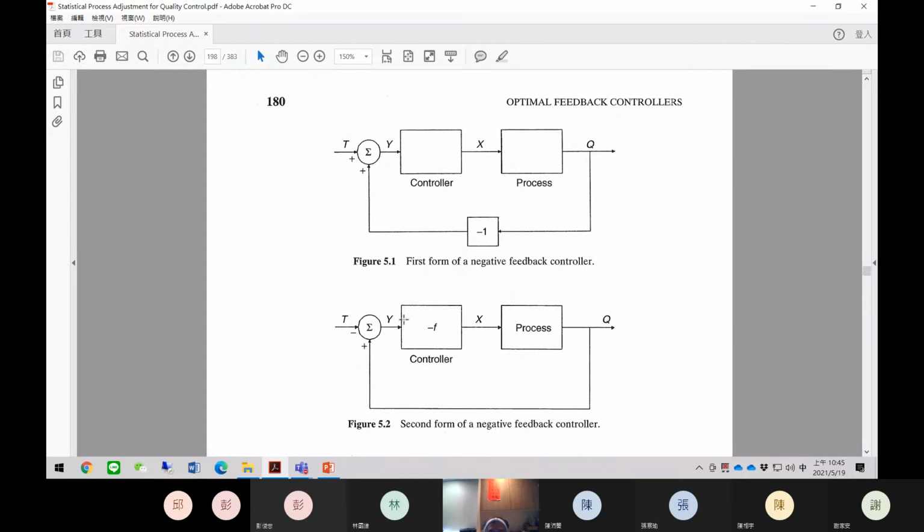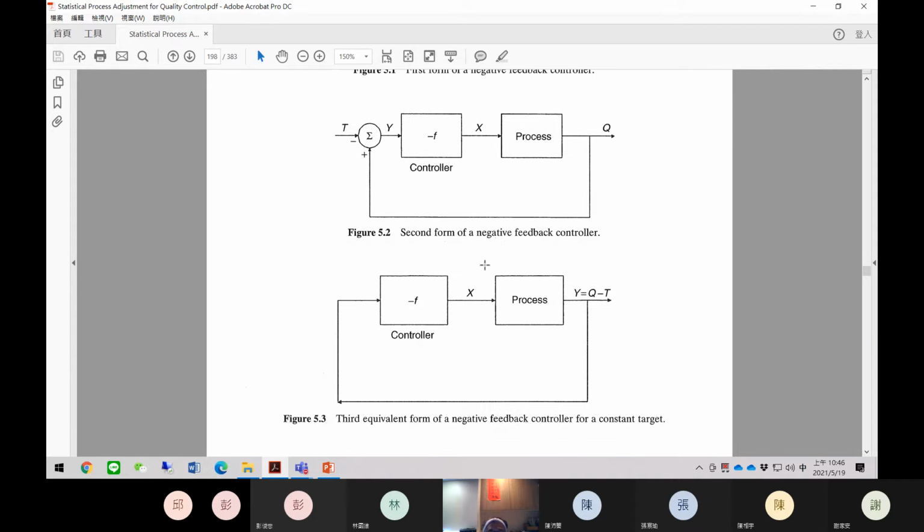In here, the T minus Q, and put the F. So just use the Q minus T as well, and the controller would put a negative on that and feed it back into the process. So you can choose either one. They are totally the same. The third equivalent negative feedback controller for a constant target.